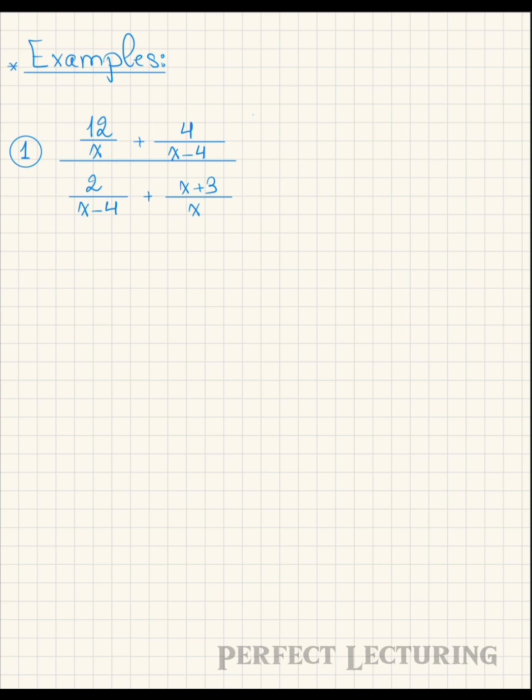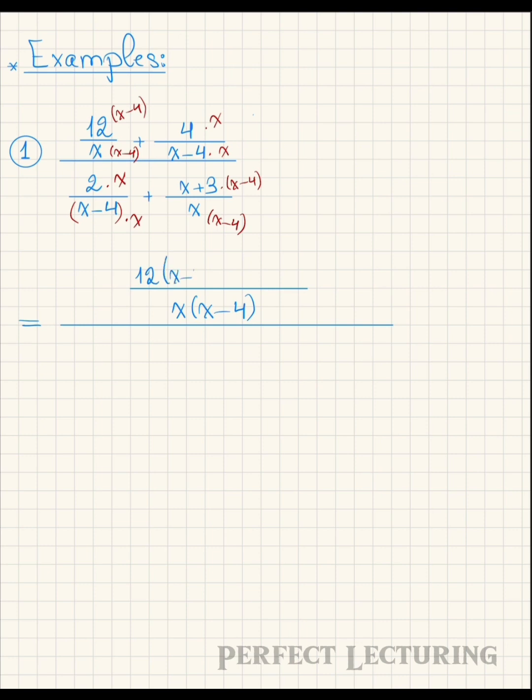How do I do that? Well, we multiply by the missing factor in each fraction. So I multiply by x minus 4 up and down, and by x up and down for the other fraction. Same here, times x, and times x minus 4 times x minus 4. So the common denominator becomes x times x minus 4, 12 into x minus 4 plus 4x. And here we have x into x minus 4, 2x plus x minus 4 multiplied by x plus 3.